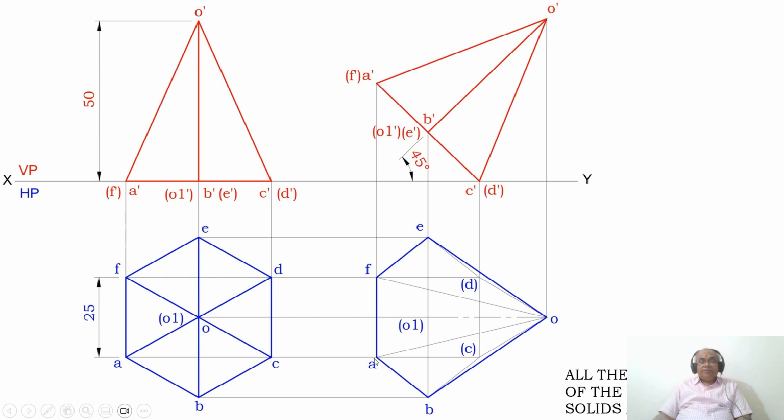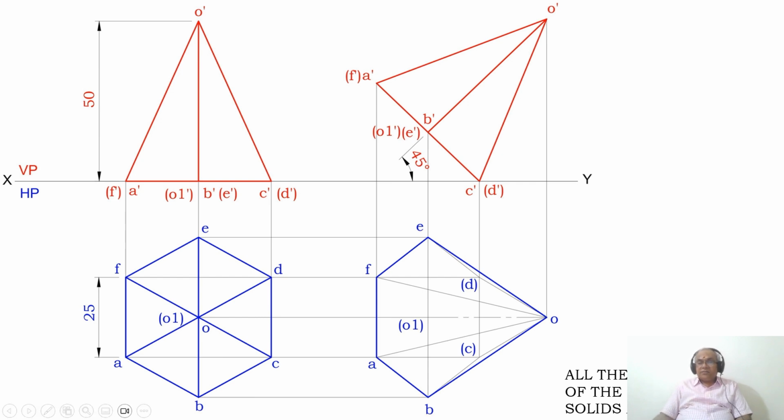Similarly, join O to A, O to B, O to C, then O to D, O to E and O to F. So this is how I will be able to write the second position top view and mark those points as A, B, then C in bracket and D in bracket, E and F, and then this is O. And once you do that, now I need to write the condition of visibility.